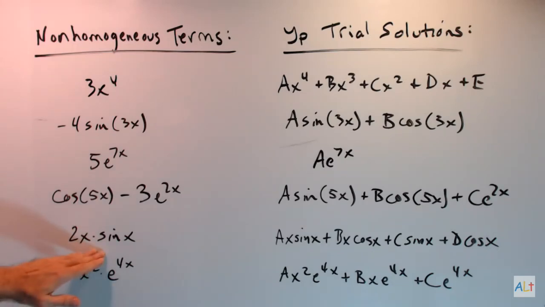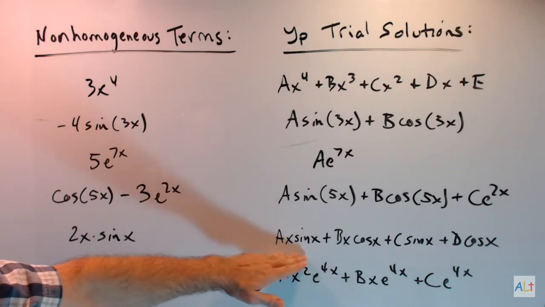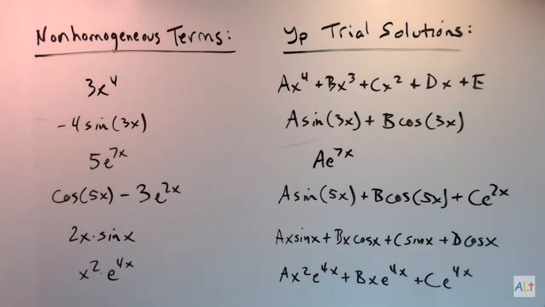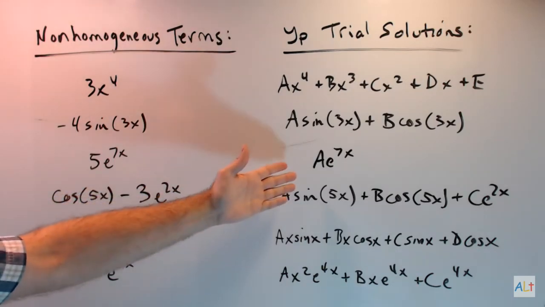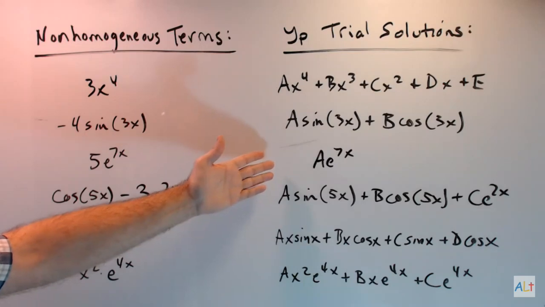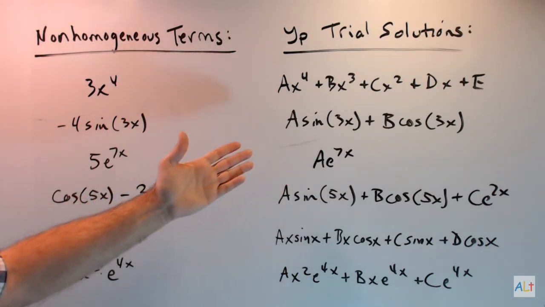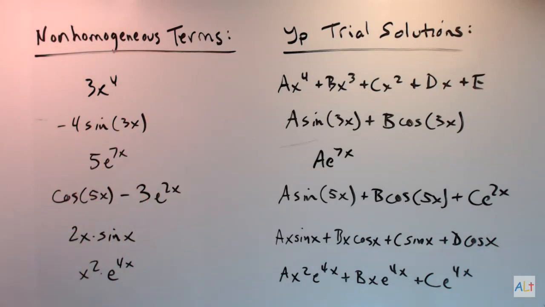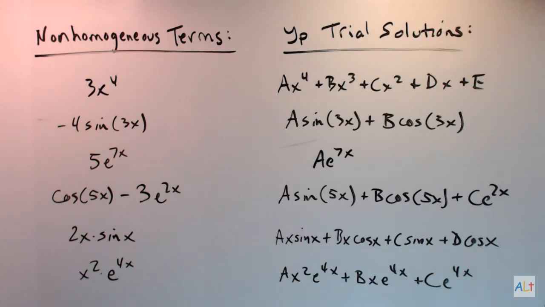If your term is in the form of a product, then you need to consider all the possible derivatives that you would get using the product rule. Now, all of this assumes that none of these terms match any of the terms in your complementary solution. Any terms that do match need to be multiplied by x, which means you might get an x squared there, or an x cubed there, or what have you.